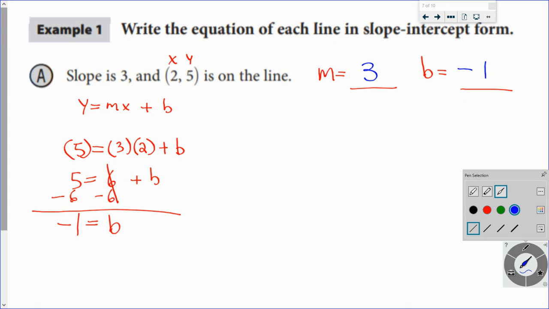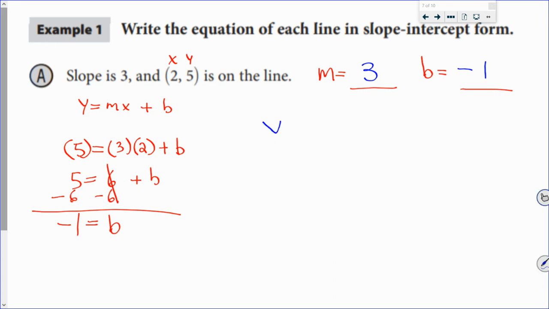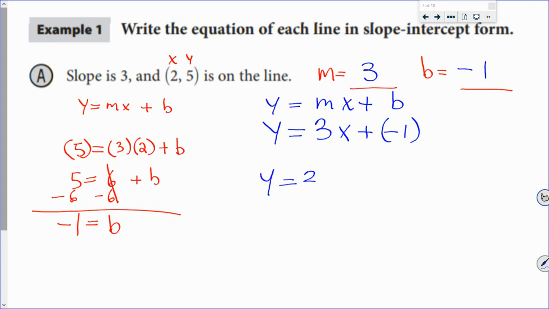Now remember, the goal is, questions ask me to write the slope-intercept form equation. So here we go. This is the fun, easy part. Y equals, what was the slope? 3x. What's the y-intercept? Plus negative 1. Y equals mx plus b. And I can write that even a little simpler. I could just write 3x minus 1. I don't have to put 3x plus a negative 1.